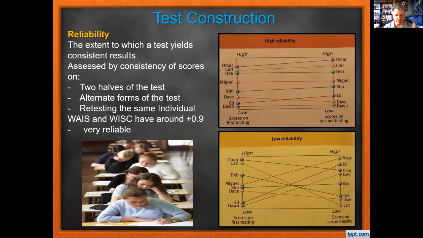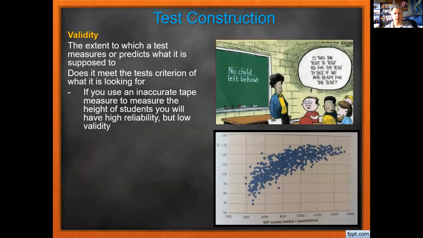Last year, for example, in 2019, with my AP students, I was the only school in the district that had two different versions of the AP exam. So did my students perform as well on version A as my students performed on version B? That's what you're looking for, reliability. And the WAIS and WISC have a 0.9, which is very reliable. 1.0 is perfect reliability. 0.9 is pretty good.